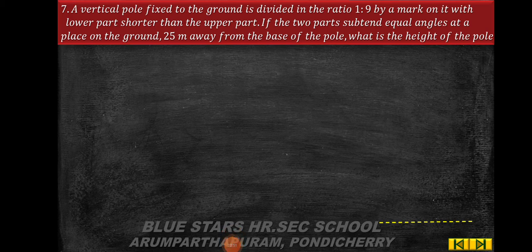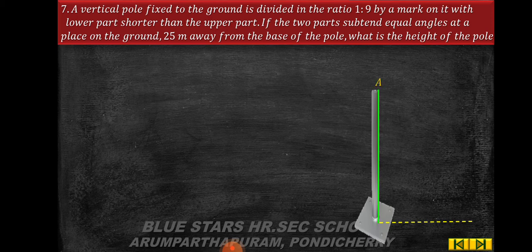Problem number 7. A vertical pole fixed to the ground is divided in the ratio 1:9 by a mark on it, with lower part shorter than the upper part. If the two parts subtended equal angles at a place on the ground 25 meter away from the base of the pole, what is the height of the pole?